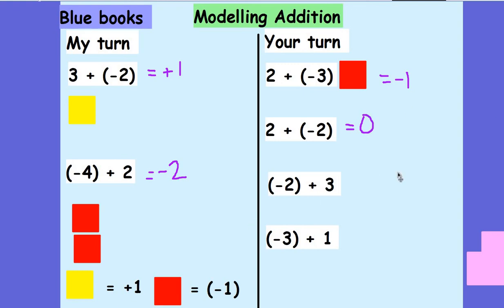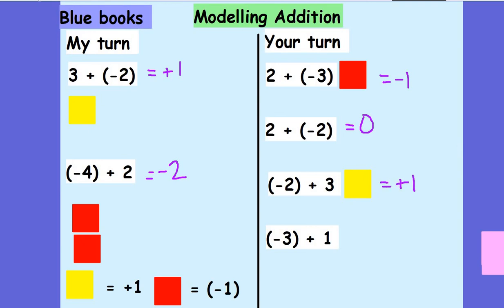For the next one, I've got -2 to start with, which is 2 red squares, and I add on +3. Let's remove some 0 pairs. There's 1, there's 2. So what am I left with? 1 +1.